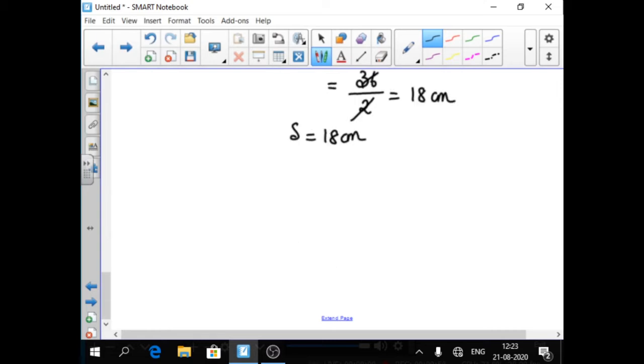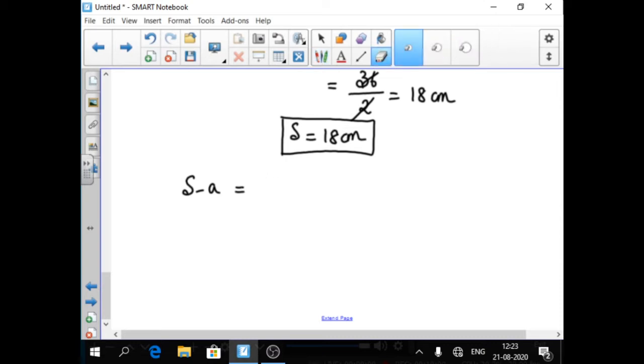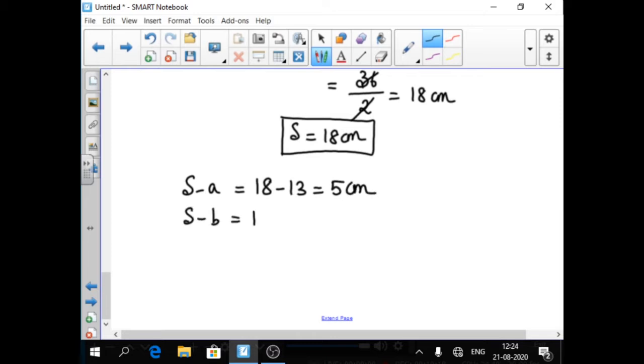Okay, so we want to find S minus A, S minus B and S minus C. So S minus A, S is equal to 18 centimeter. So 18 minus 13 is equal to 5 centimeter, and S minus B is also the same.